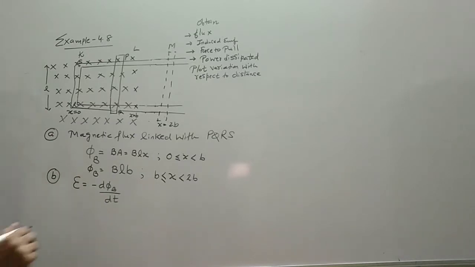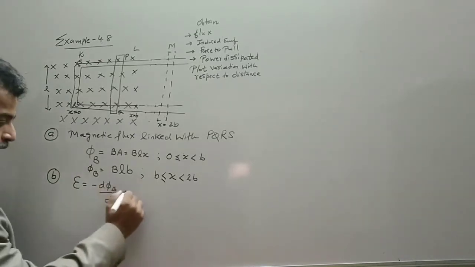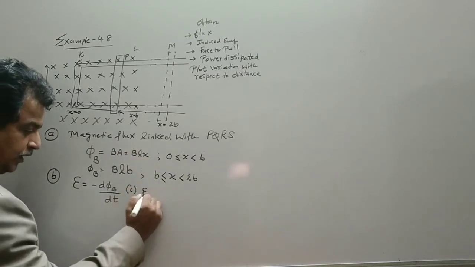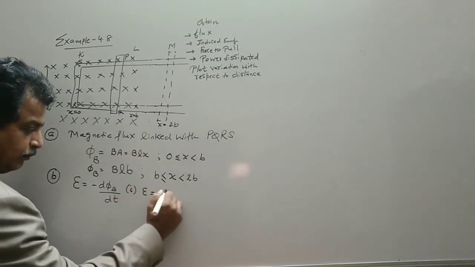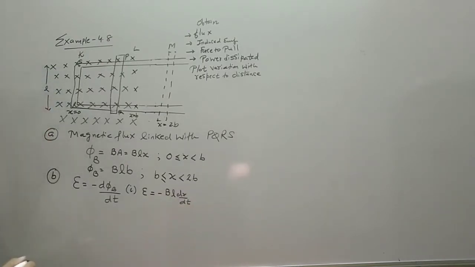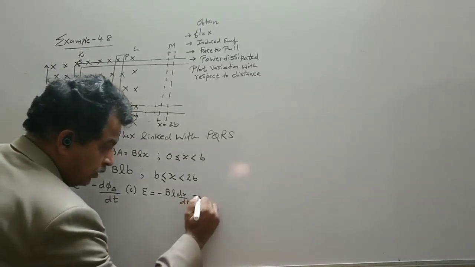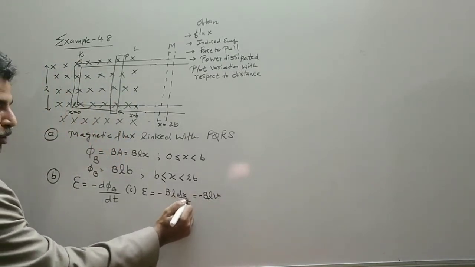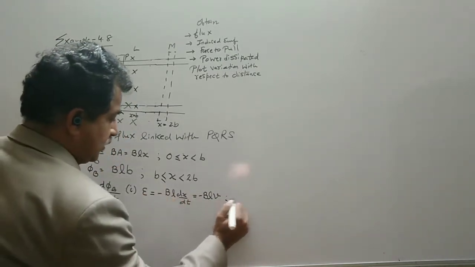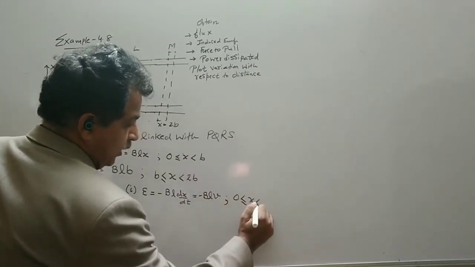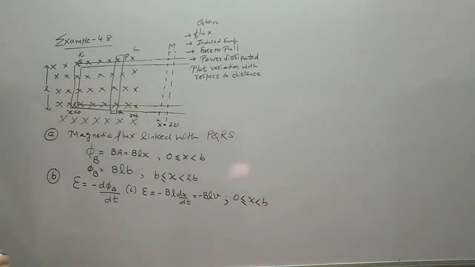This is the flux, EMF induced. So in this case, E is equal to minus BL dx by dt. So this will be equal to minus LV, the change in position with respect to time. Now this is the situation for 0 less than or equal to X less than B.